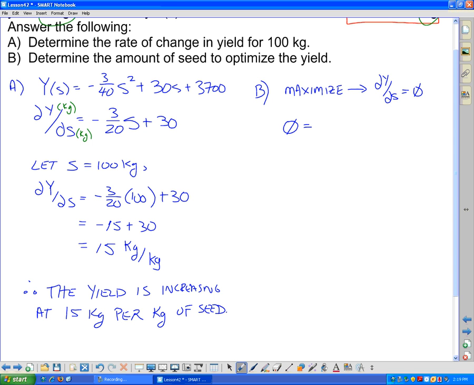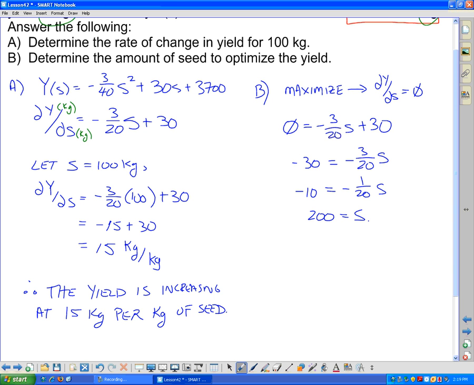So 0 will equal negative 3/20 S plus 30. So negative 30 equals negative 3/20 S. Negative 10 equals negative 1/20 S. So I'm just doing this in a couple of steps. So we end up with 200 equals S.